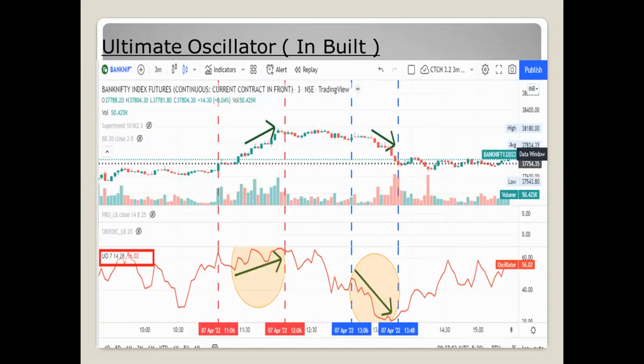So we will come to the TradingView screenshot. Here you can see the same example. Market is in uptrend. The ultimate oscillator is also giving a similar kind of indication. But when the market goes sideways, the ultimate oscillator is coming down. So what is happening next? The market is coming down. The ultimate oscillator is also following the same trend. So this way we can analyze the market. So that is about the ultimate oscillator.